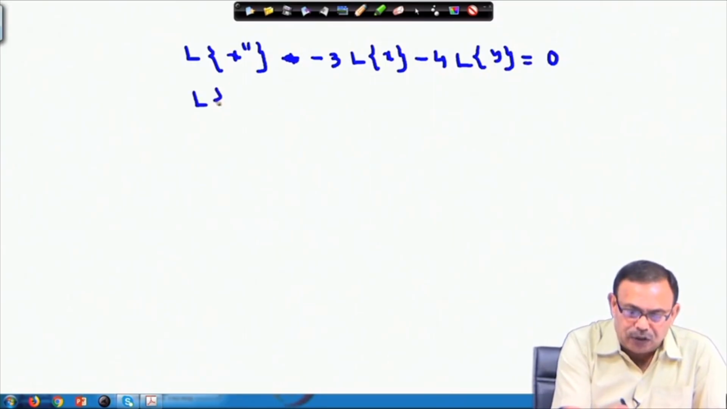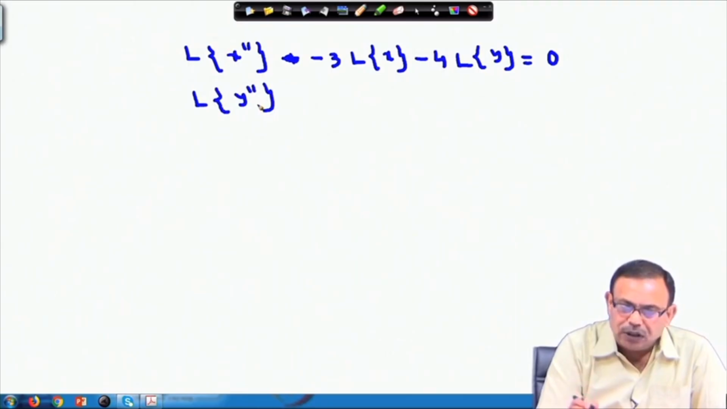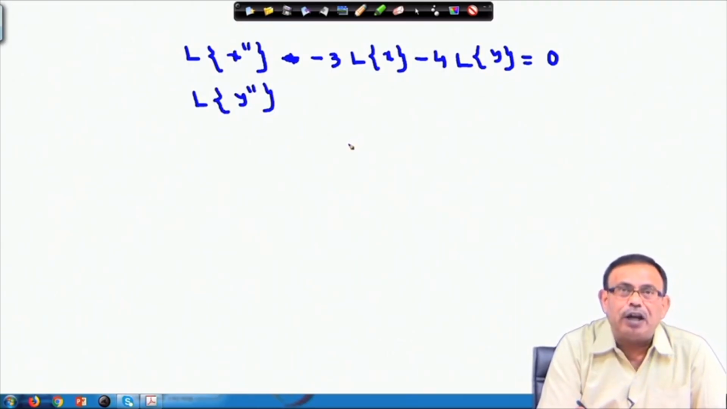And for the second equation, similarly, Laplace transform of y double dash. Please note one thing here. Here x and y both are functions of t. These are two dependent variables whose values I have to find out in terms of t only.